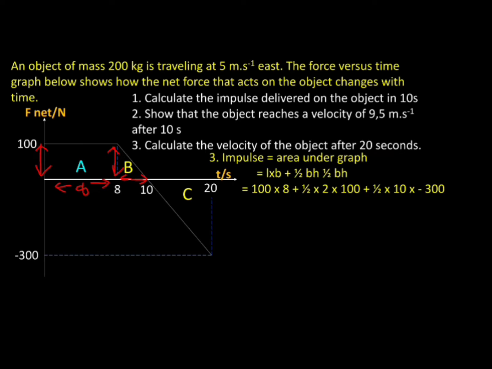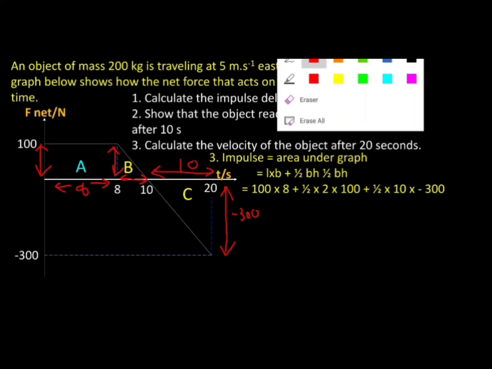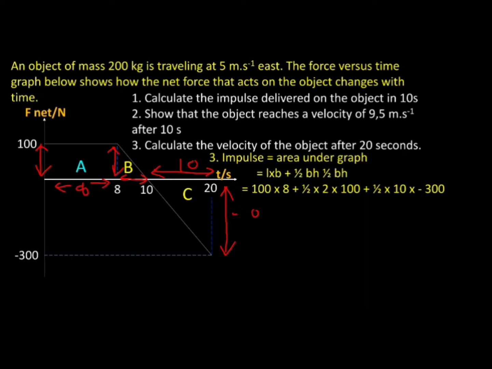Remember, in region C, this length here is actually 10. And this is actually 300 or negative 300. Okay. Once we get that, then it's fine. It means we are now ready. The total impulse delivered on this object in 20 seconds is negative 600 Newton seconds.